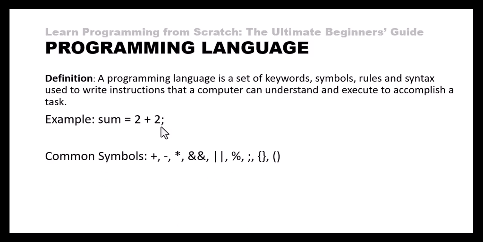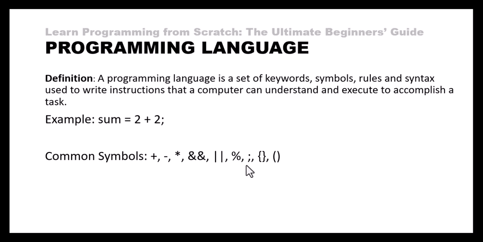Some of the common symbols you're going to have are the plus operator, which is used for addition, and the minus operator, used for subtraction. Also the asterisk operator, which some people call a star, is used for multiplication. We're also going to have the ampersands, used for the AND operation, and the two pipes, used for the OR operation. Then the percent, used as a modulus in division to find the remainder.